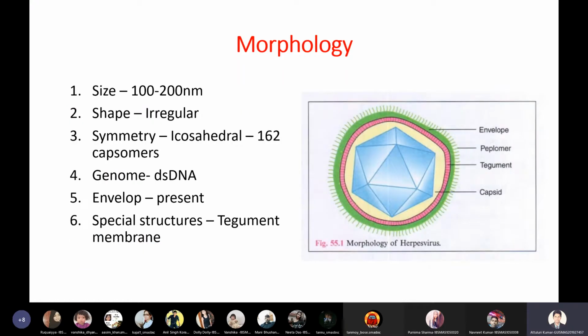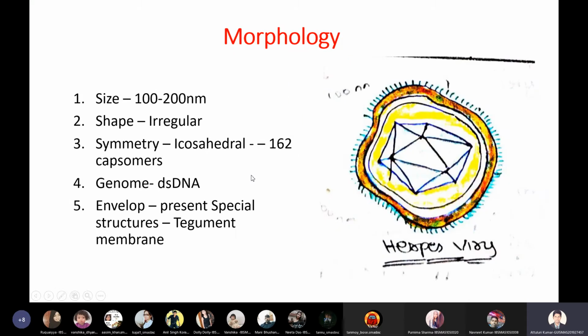So the morphology of Epstein-Barr virus: size is 100 to 200 nanometers, shape is irregular, symmetry is icosahedral, and it has 162 capsomers. All herpes viruses have 162 capsomers. The genome is double-stranded DNA. An envelope is present, and special structures such as the tegument membrane are present. This is the basic morphology of the Epstein-Barr virus.